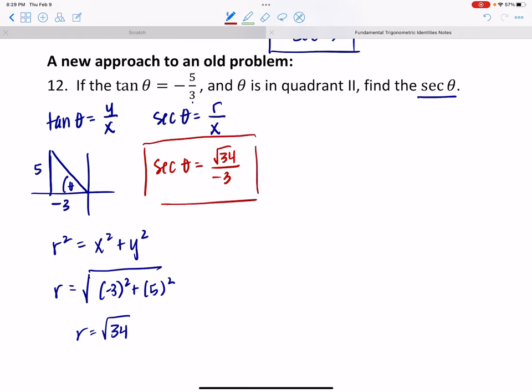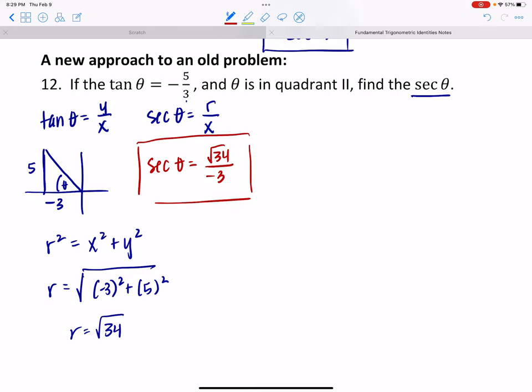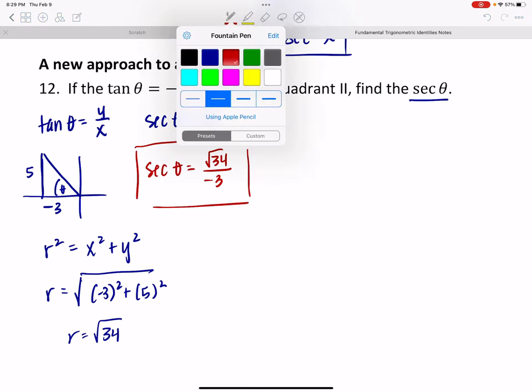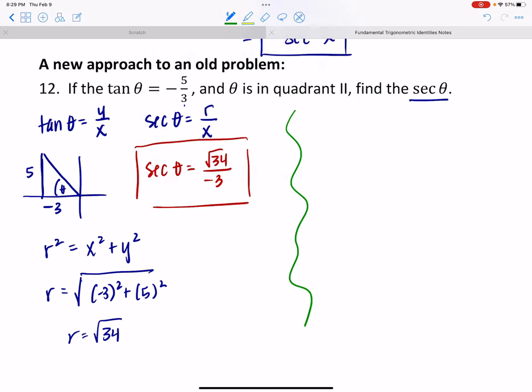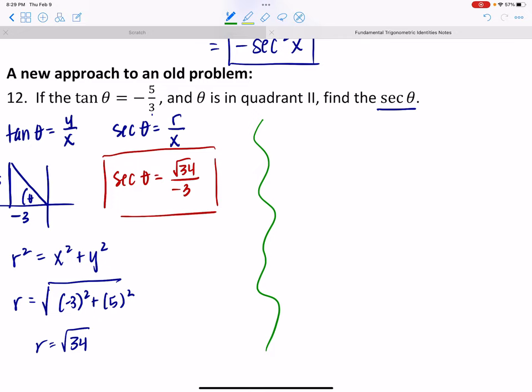But what I want to show you now is a new approach, a new way to do this problem. Not that we need another way, but I like for you to have the options and know how to use all the tools that are in your toolbox. So here is a new approach to this old problem. If I know the tangent and I want to find the secant, I can use the identity that relates the tangent and the secant.